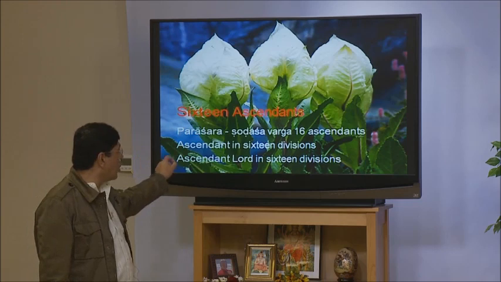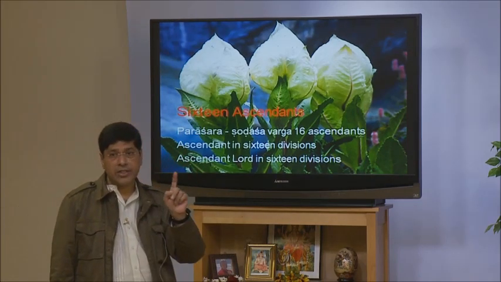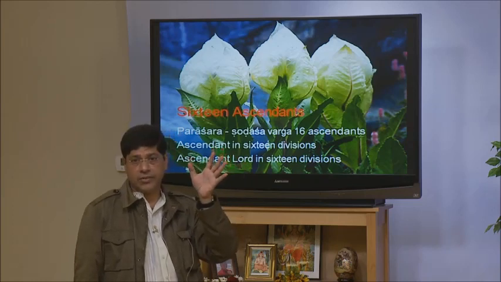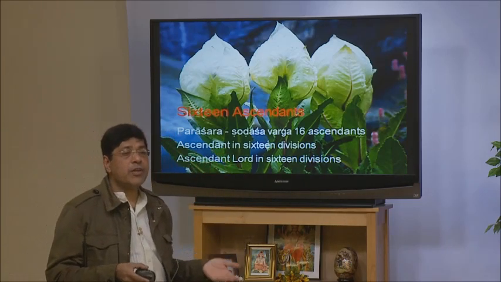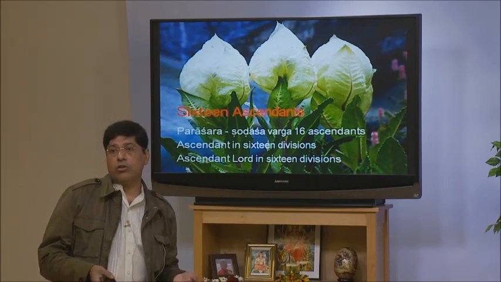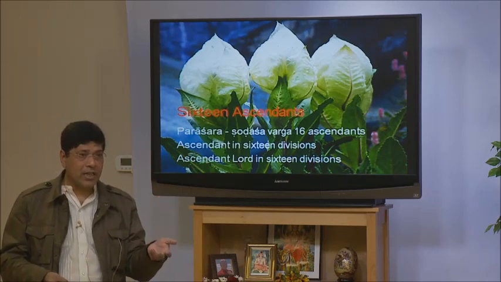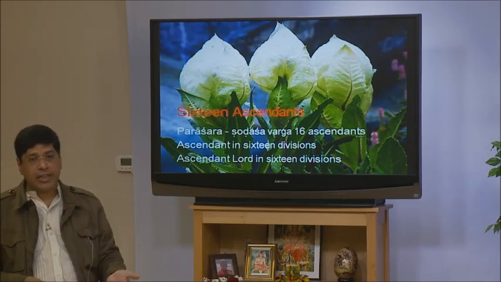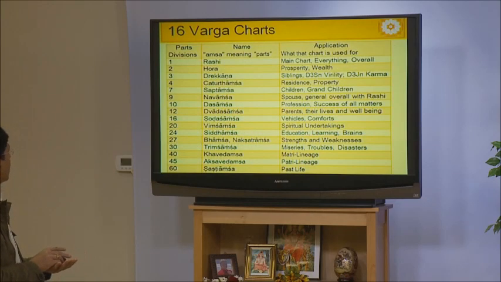And the ascendant lord in these 16 divisions. These two things: the ascendant in the 16 divisions and the lord of the ascendant in the 16 divisions. So for that I need to understand what happens when each of the 12 signs is in the ascendant. Like for example, we talk of Mesha Lagna, Aries Lagna, Taurus Lagna, Gemini Lagna. What is the real meaning of that? So we'll go through that quickly before we go into the divisions.